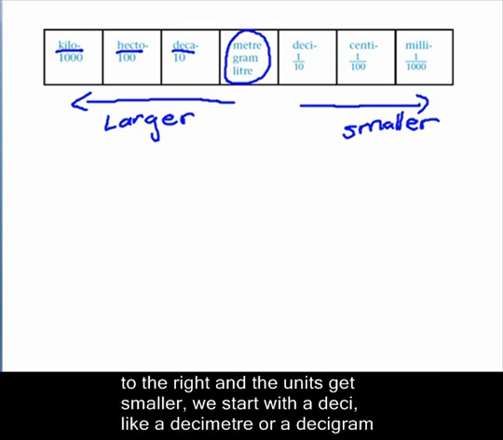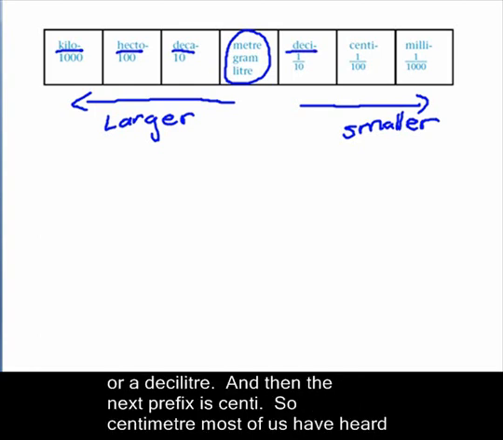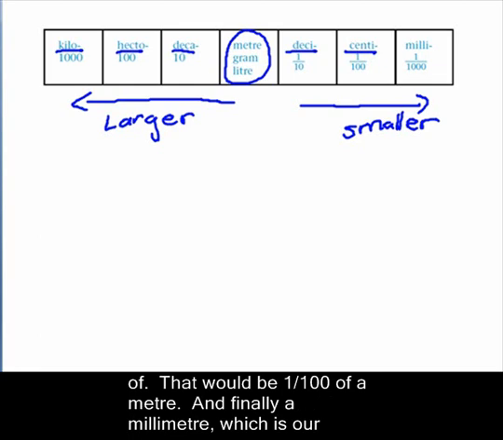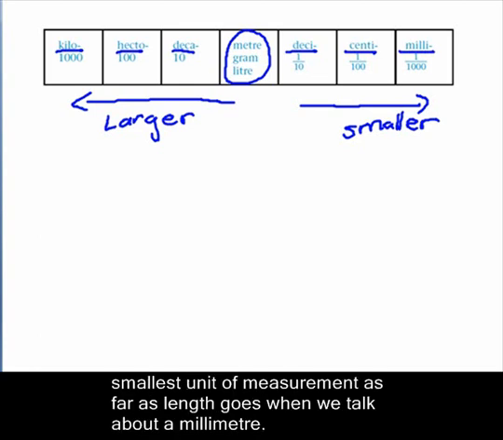Now, as you move to the right and the units get smaller, we start with a deci, like a decimeter, or a decigram, or a deciliter. And then the next prefix is centi, so a centimeter most of us have heard of. That would be 1/100th of a meter. And finally, a millimeter, which is our smallest unit of measurement as far as length goes.